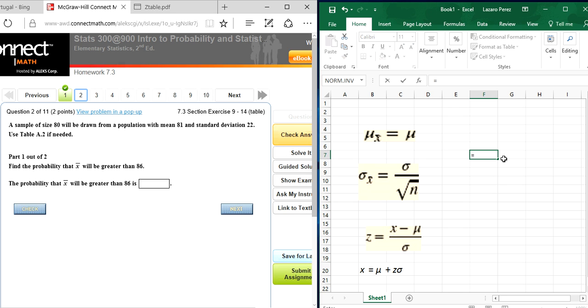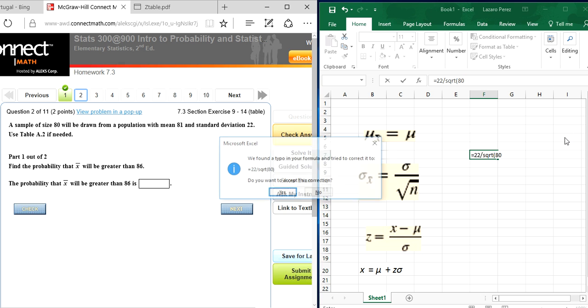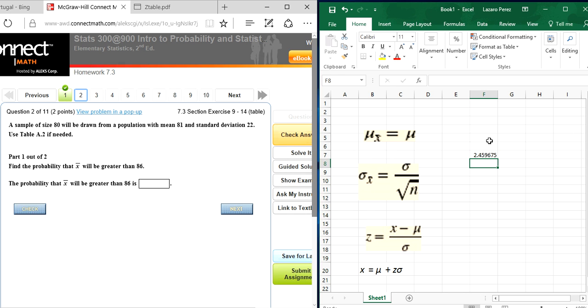So equals the standard deviation of 22 divided by the square root of the sample size, which is 80. All right, so this is our new standard deviation. Now we can put it into this formula right here to find our z-score.